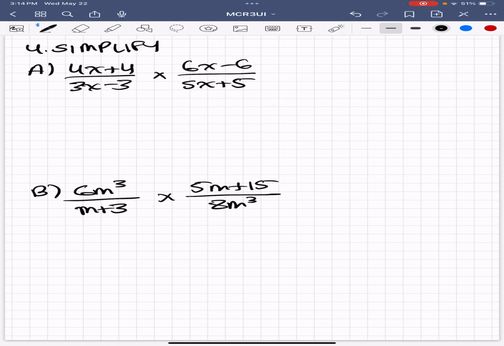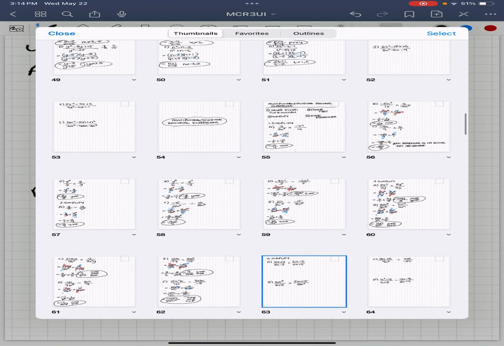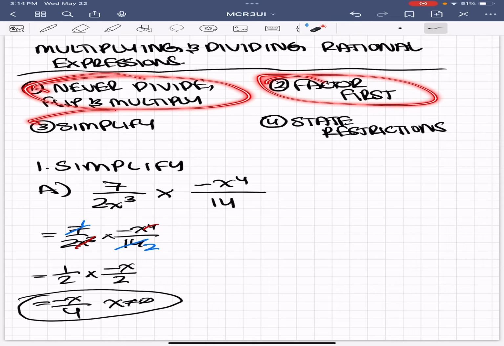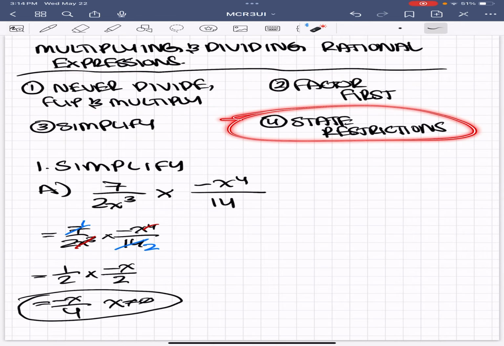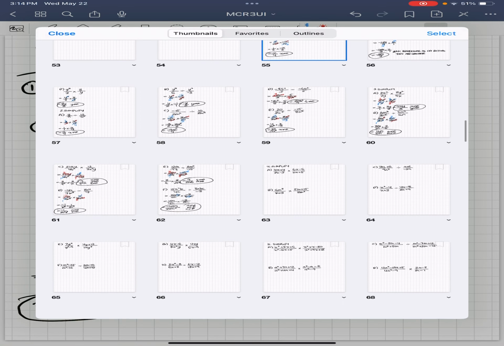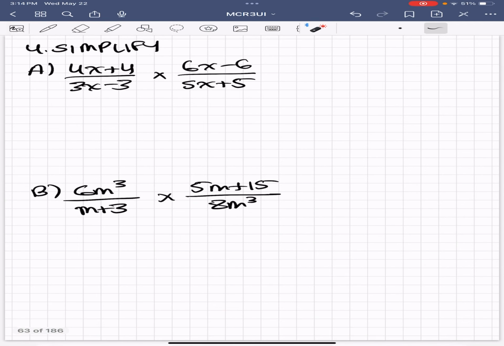So, going back to the first page, never divide, flip, and multiply. Factor first, simplify, and state restrictions. Moving on.